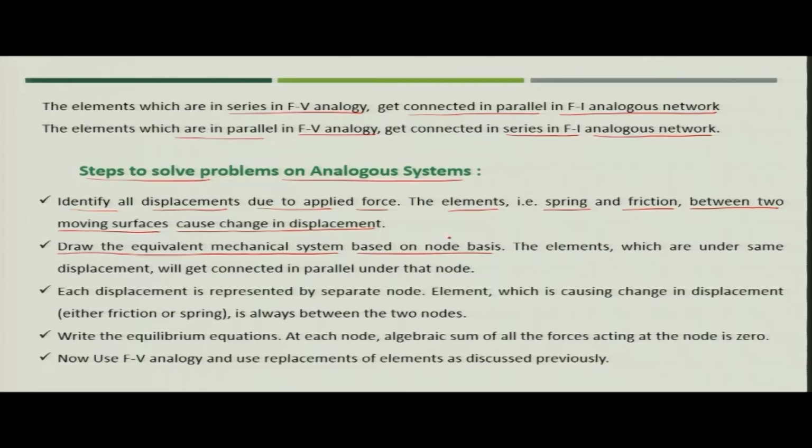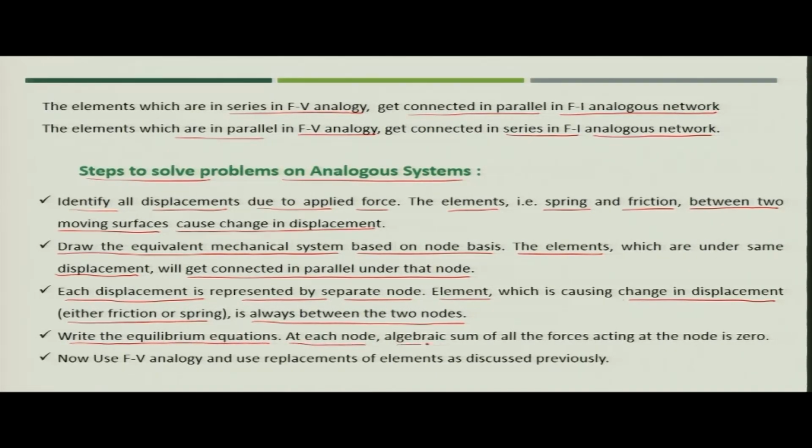So, we will rearrange the mechanical system and redraw it based on the number of nodes we identify, and nodes are nothing but the various displacements we see, and based on that we will define the nodes. Then the elements which are under the same displacement will get connected in parallel under that node. Each displacement is represented by a separate node. The element which is causing a change in the displacement, that is either friction or spring, is always between two nodes. Then we write the equilibrium equations.